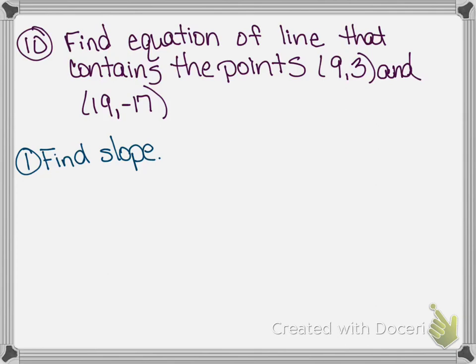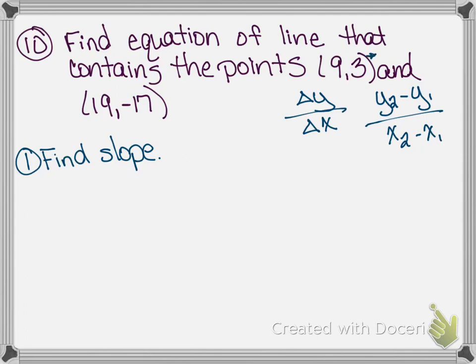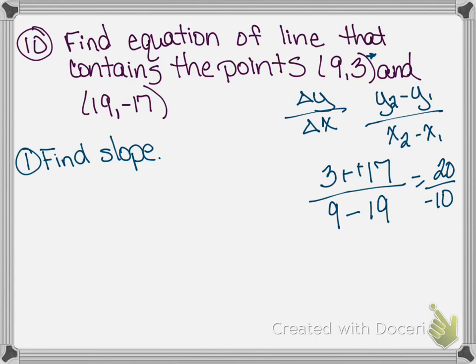Our slope here is change in y over change in x. A lot of students prefer y sub 2 minus y sub 1 over x sub 2 minus x sub 1, and that's fine. I'm starting with this point right here. I'm going to do 3 minus negative 17, and then 9 minus 19. 3 minus negative 17 becomes plus, so I get 20. 9 minus 19 gives me negative 10. So my slope in this situation is negative 2.